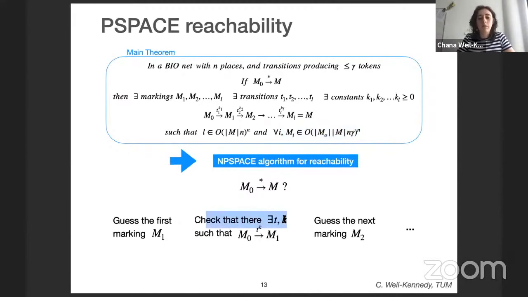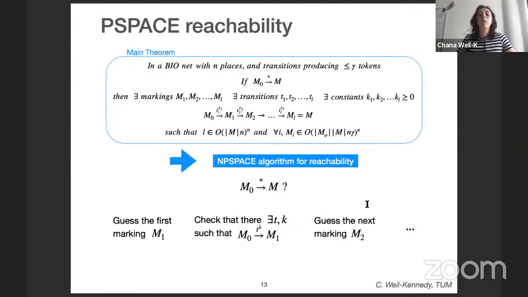And this operation, checking that there is a transition of the net and some iteration count such that M0 can reach M1, is also in PSPACE because, well, there are various ways of showing this, but one of them is we know a token bound on M0 and on M1, and then we just need to check that there's a way of going from one to the other by iterating a single transition. Okay, I hope I've convinced you that this gives us an NPSPACE algorithm relatively easily.